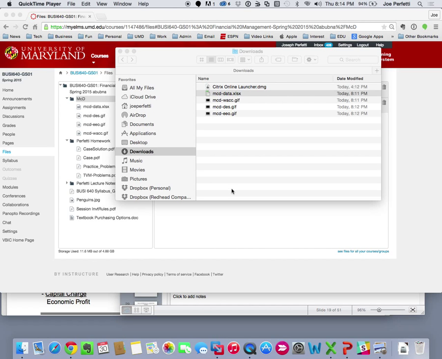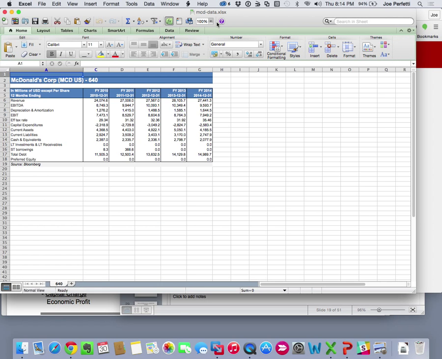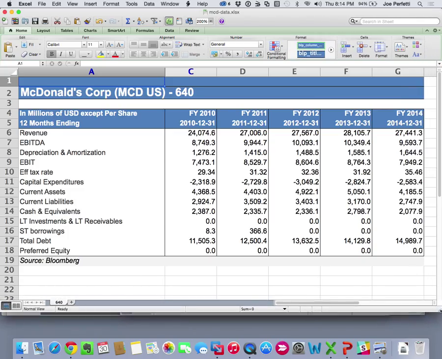Again, for the McDonald's valuation, I'm going to take this very simple file that we downloaded from Bloomberg, and it's just got some of the data, not all the data. I'll make it a little bit bigger so it's easier to see. But I have 5 years of historical data. Right? I'm calling it 640.